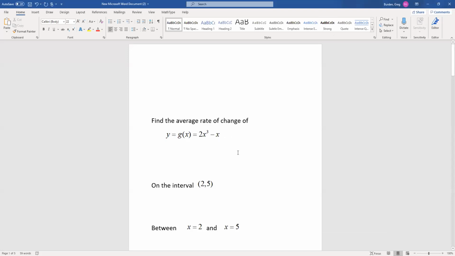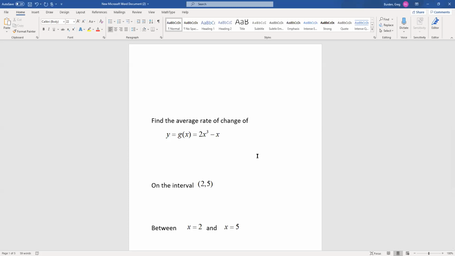So for any particular input x, you cube that, multiply it by 2, and subtract the input to get the corresponding y value or output. We're going to look at the average rate of change. Now, the average rate of change is an average. It depends very much on which points you're looking at.